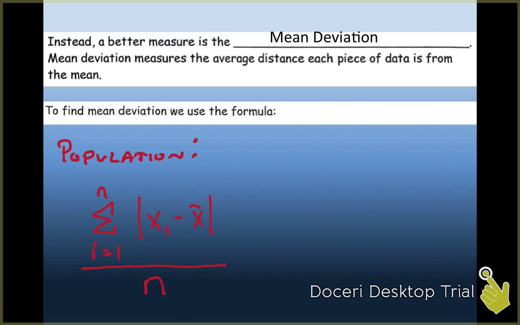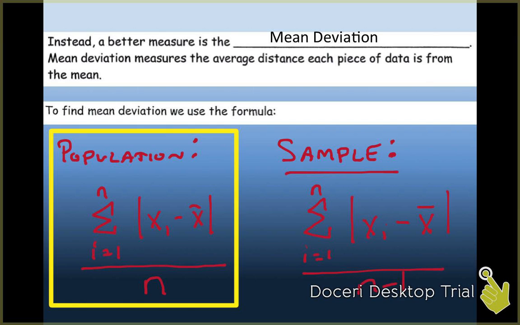For a sample, it's just a little bit different. It's going to be the sum from i equals 1 up to however many you have again, the absolute value of each term minus the average, all divided by n minus 1. For the most part, you are only going to have to worry about the population. That's the one that you should focus on.